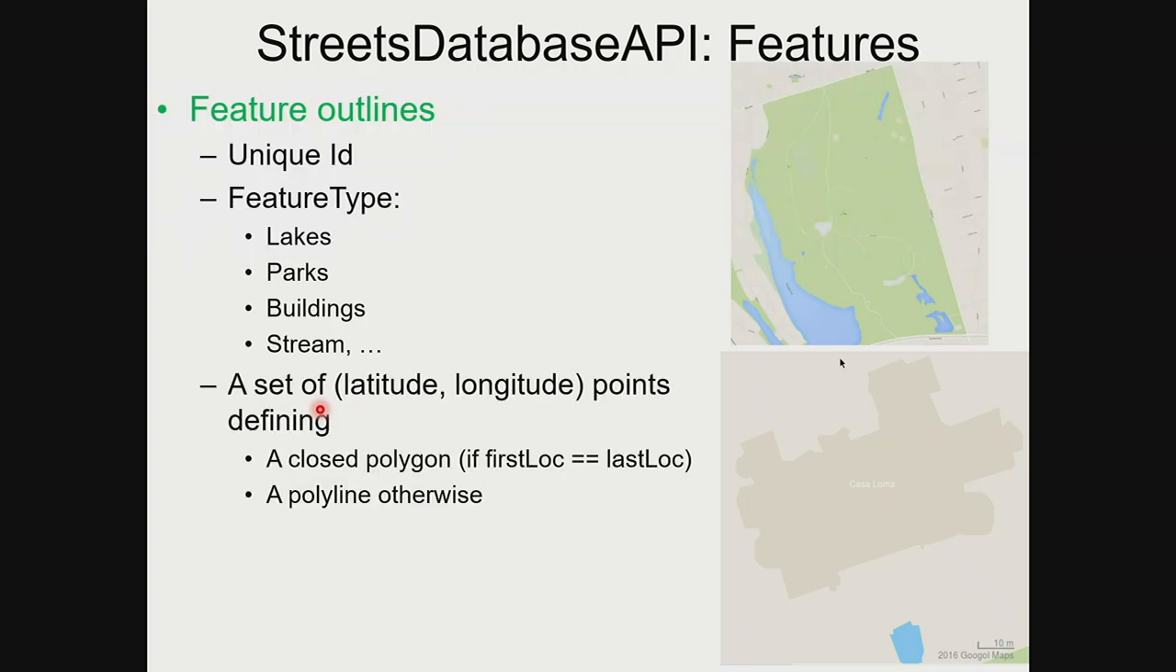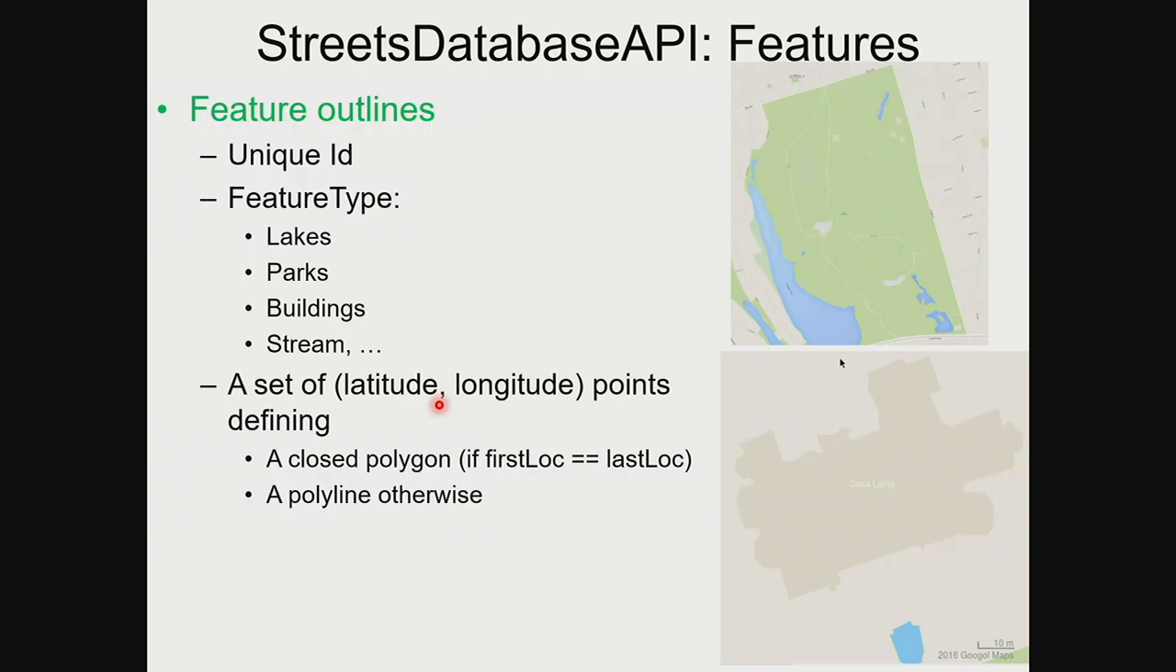And then on top of the feature type, there is a set of latitude and longitude points that will identify all of the points of that feature. There are two types of feature, by the way. There is a closed feature, we call it a polygon, and there is an open feature called a polyline. A polygon is identified if the first location, or the first point latitude longitude, is the same as the last point of that feature. For example, this pond in High Park is a closed polygon because it goes all the way to where it started.